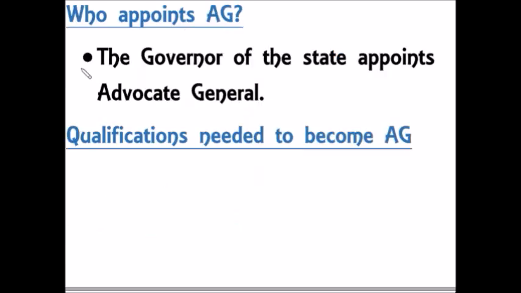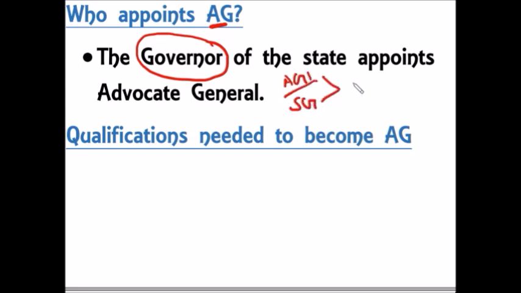Now let's discuss the appointment of the Advocate General. Advocate General is appointed by the Governor of the state. If you compare it with the Attorney General of India and Solicitor General, both posts are appointed by the President of India, whereas Advocate General is appointed by the Governor of a particular state.